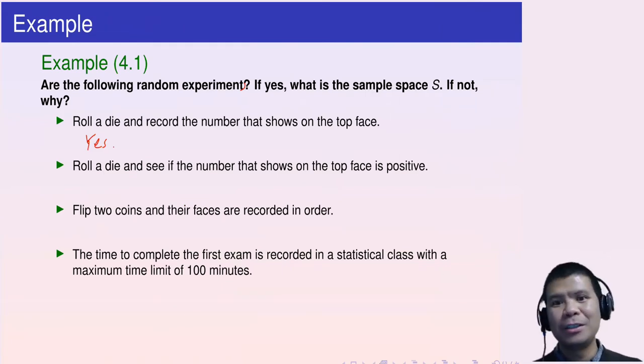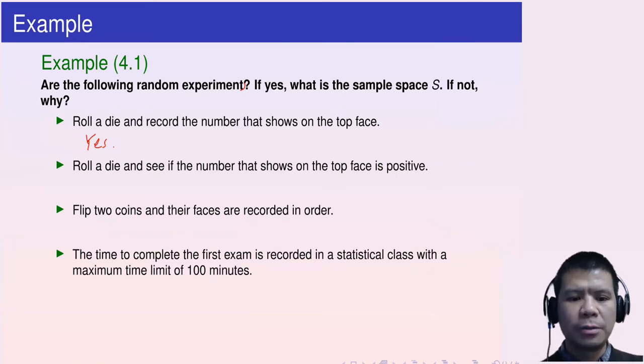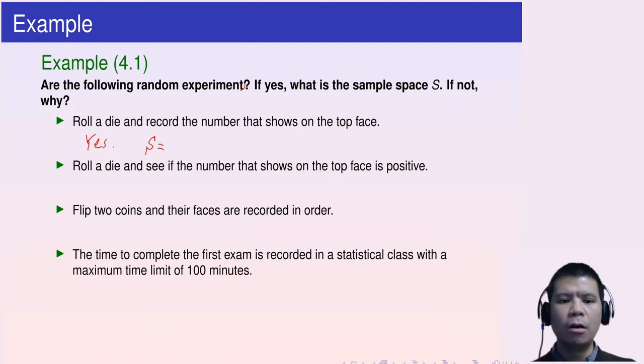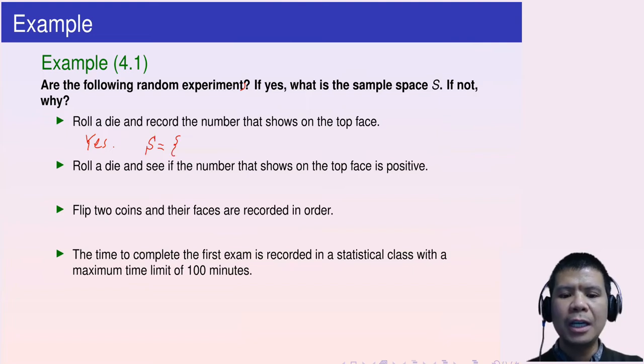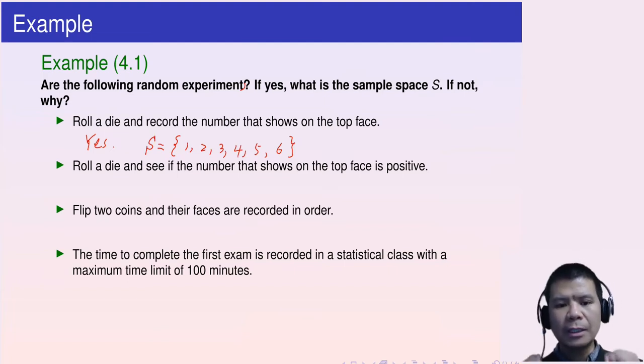As we said before, it is a process or procedure whose outcome cannot be predicted with absolute certainty. And how many possible outcomes are there? Six possible outcomes. So therefore, it is a random experiment. Now, what is the sample space? The sample space is the set consisting of all possible outcomes. It uses set notation, so curly brackets here: 1, 2, 3, 4, 5, and 6. You can see that this set consists of all possible outcomes. This is the sample space.